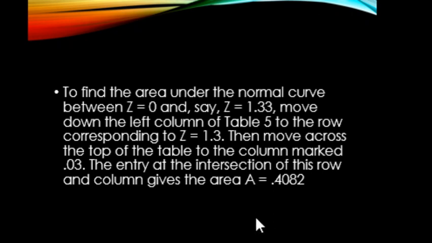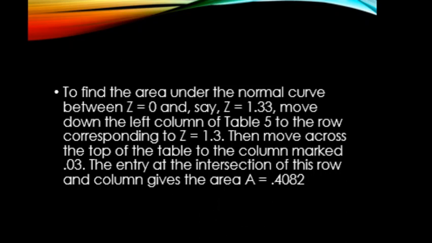Okay, so this is how we will read it. First, we will move down to the left column and find z equals 1.3. Then we move on the top to find 0.03. Like I said, this is the second decimal place. So this will be 1.33. Okay, the entry at the intersection will be the area that we are looking for between 0 and 1.33.